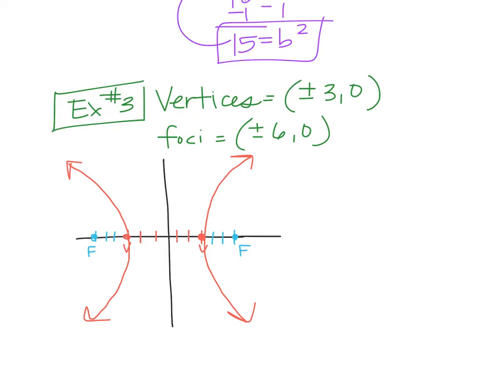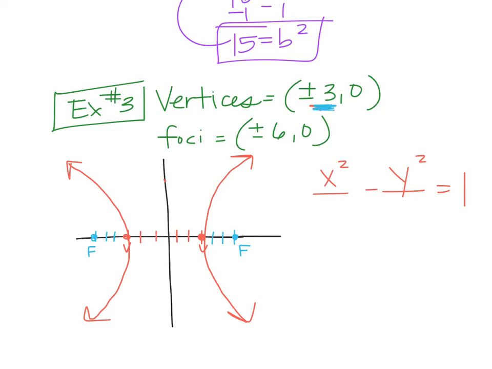Think of it like this. If you have the x of your vertices, your x squared is going to be your first thing. If you have the y's, if your points are like here and here, then your y squared is going to come first. Maybe that's a good way to remember it. So this is going to be x squared over something minus y squared over something equals 1. So now if we figure out what our numbers are that we're working with here, we know right now our x squared, because we know the x of our vertex is 3.